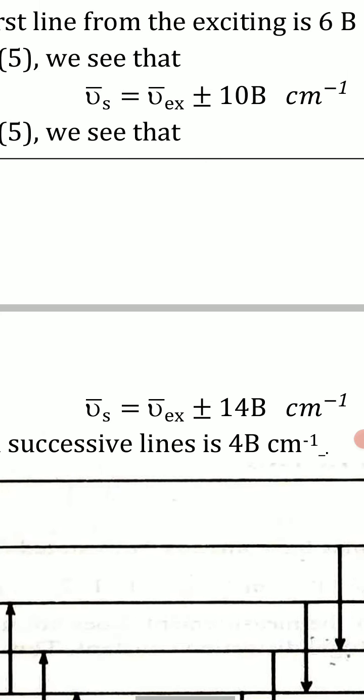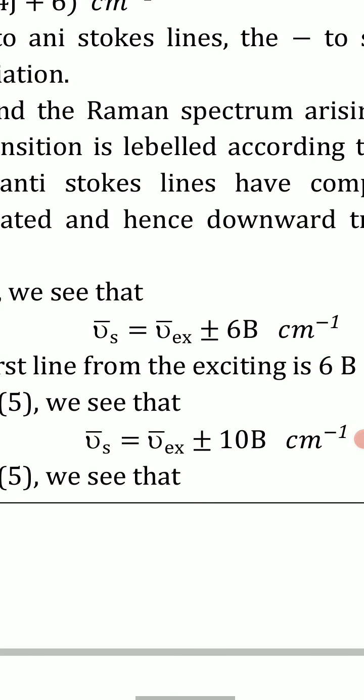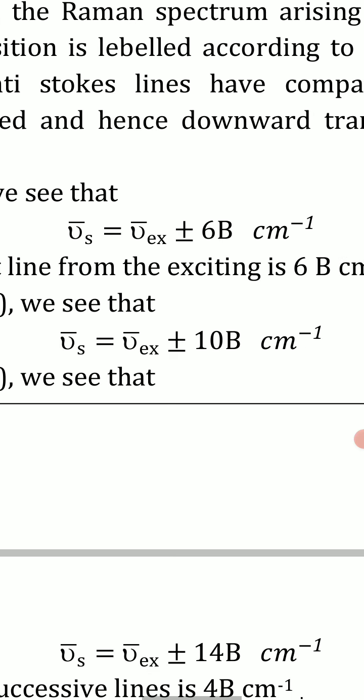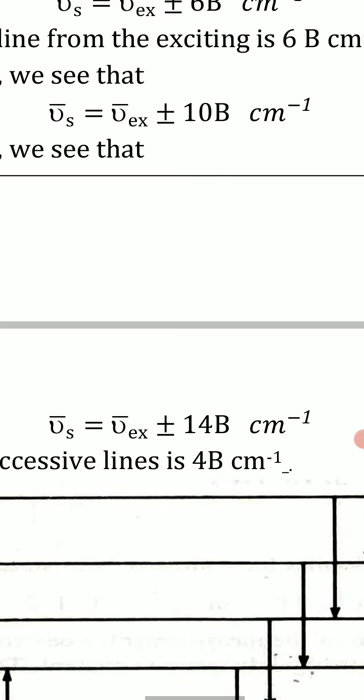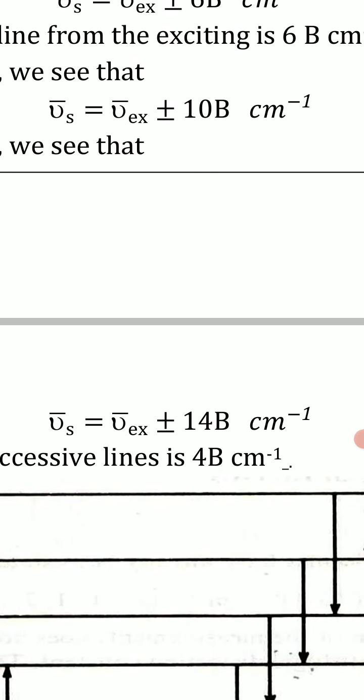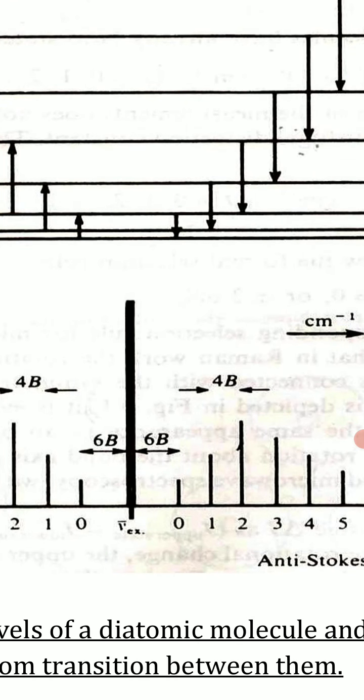So we see that first line is obtained at distance 6b from center line. Second line for j equal to 1 is obtained at distance 10b from central line. Next line for j equal to 2 will be at distance 14b from central line. So first line is at distance 6b from central line, and the gap between next two lines is 4b.